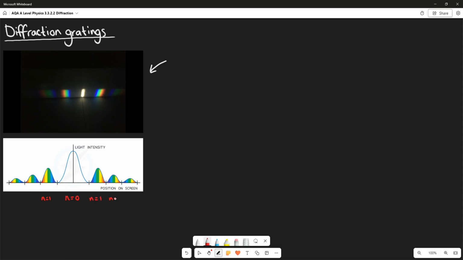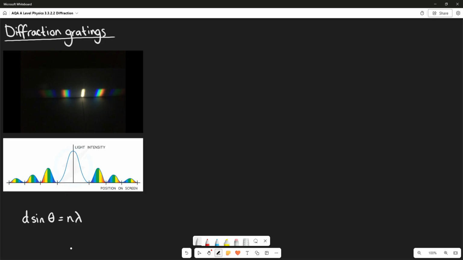So this would be n equals 2 and n equals 3. You'll notice that they are following the same pattern, this envelope of decreasing intensity that is mirrored on the other side as well. The equation associated with diffraction gratings is d sine theta equals n lambda. And you need to be able to derive this.